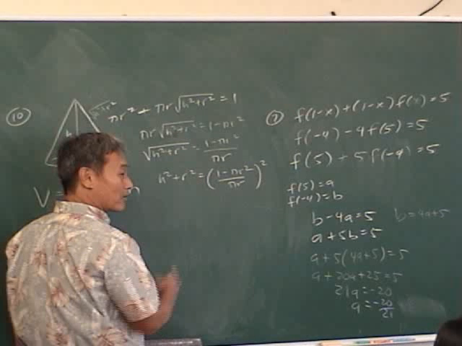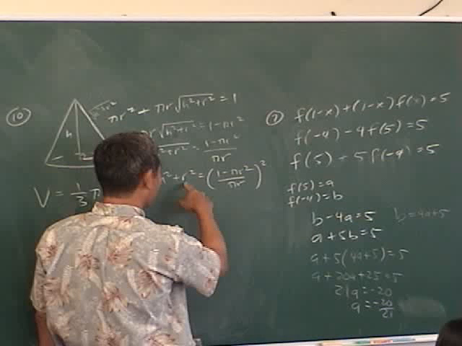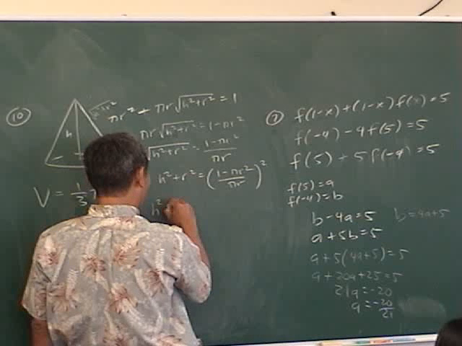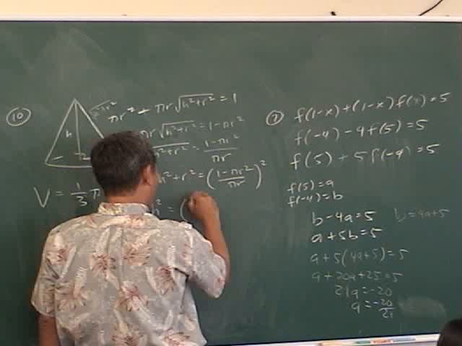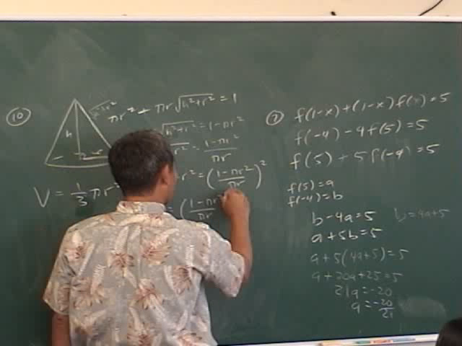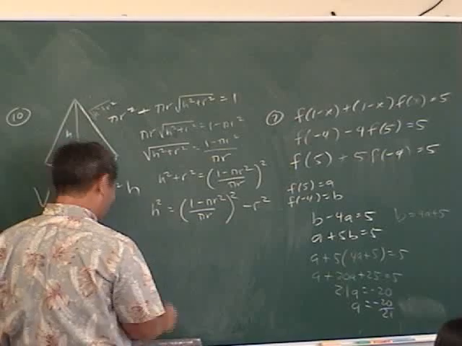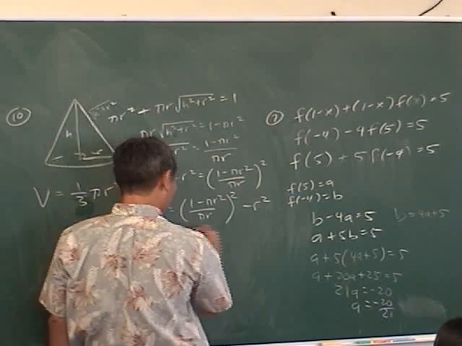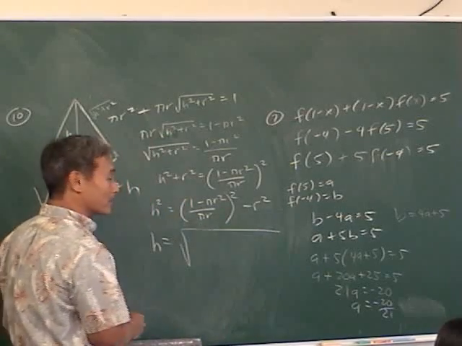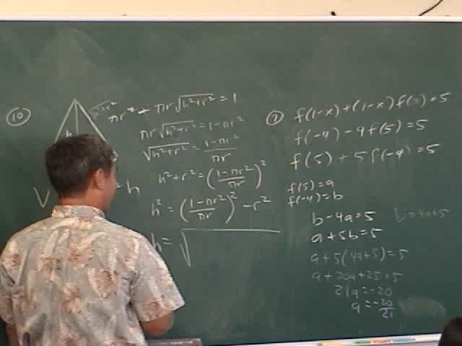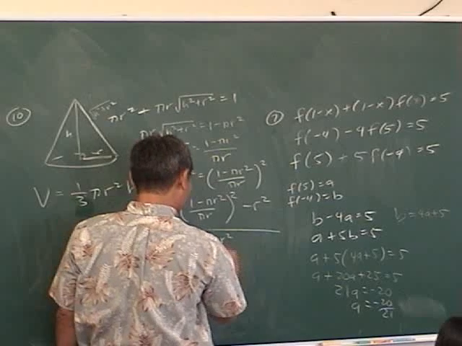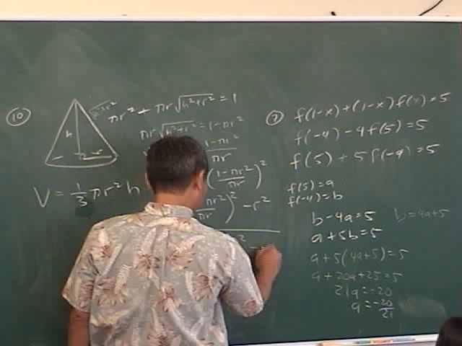Quick, we got 3 minutes. Subtract the r squared. So h squared is equal to 1 minus pi r squared over pi r, quantity squared, minus r squared. And finally, square root both sides. H equals plus or minus the square root, but we're only going to take the plus one, because you can't have negative height, right? This is all algebra 1, man, there's no thinking. There, that's what h is.